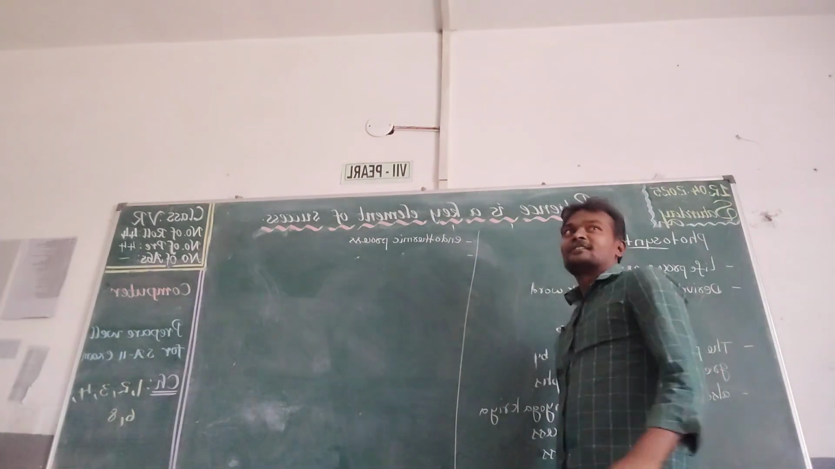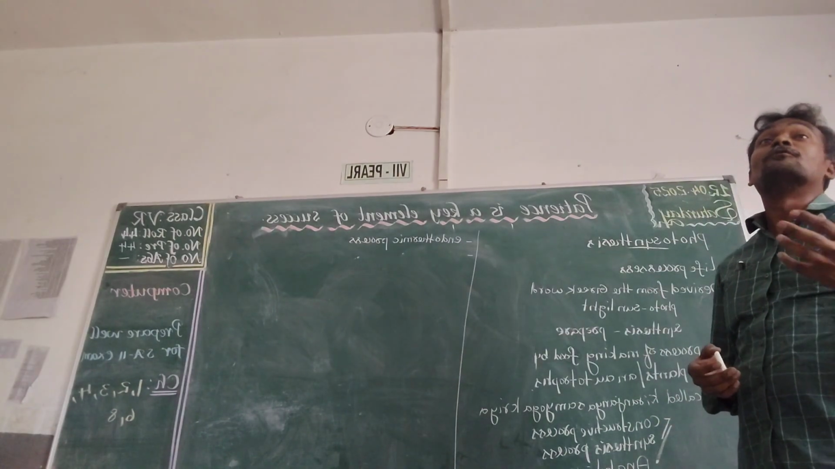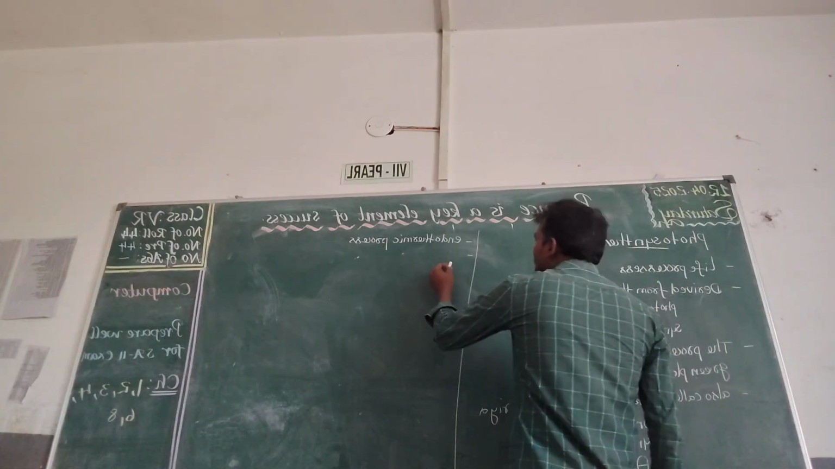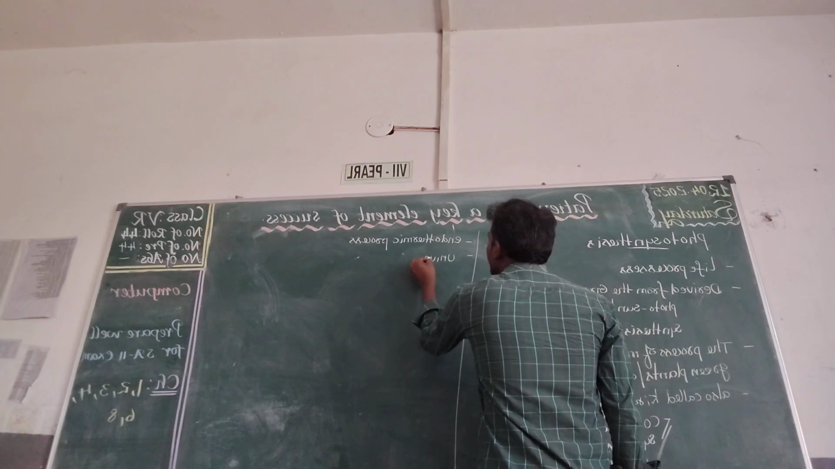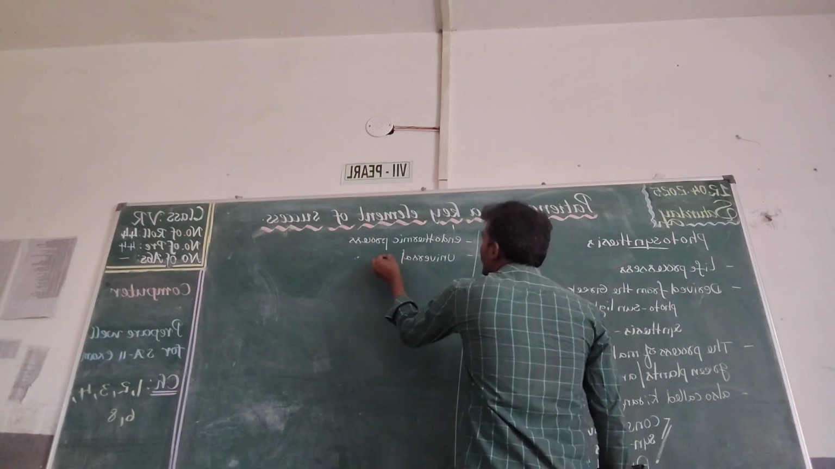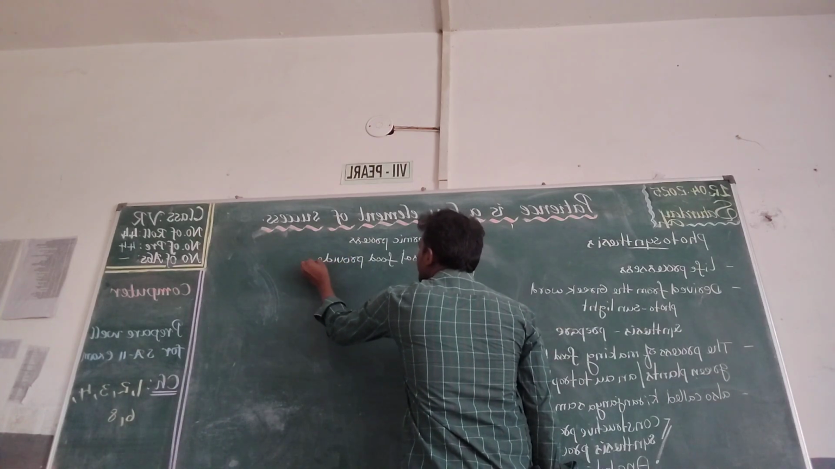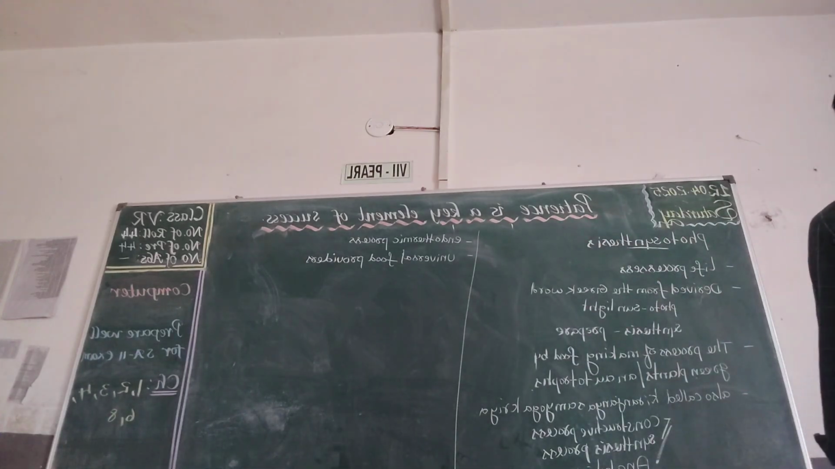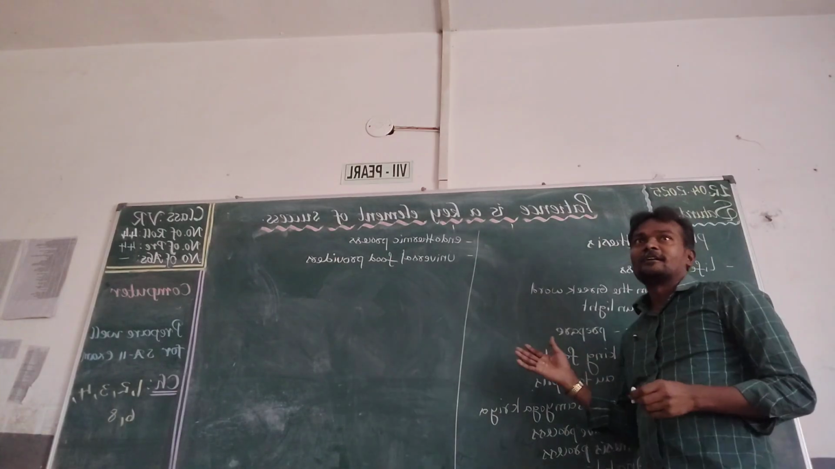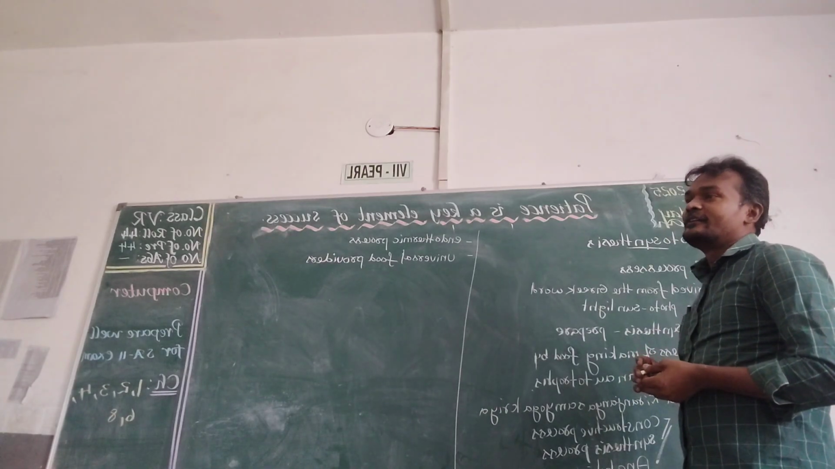Photosynthesis process makes the green plants universal food providers. Why? Because green plants are the organisms which prepare their own food materials for themselves and also for other living organisms. Because of that, photosynthesis process makes the plants universal food providers.